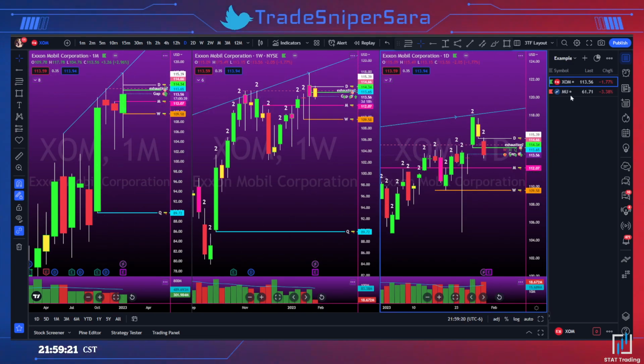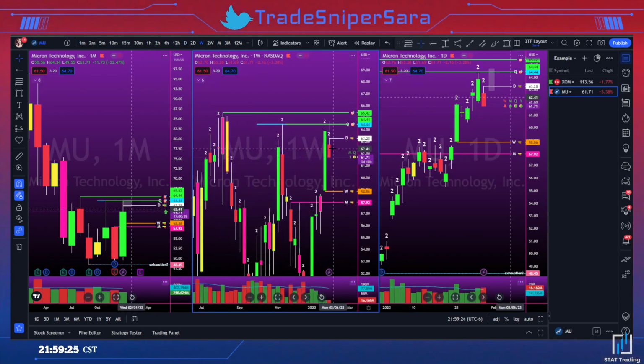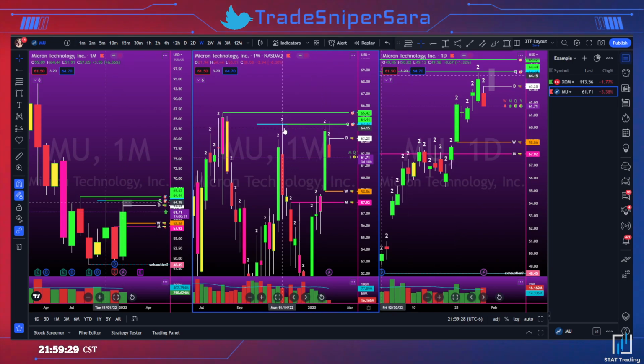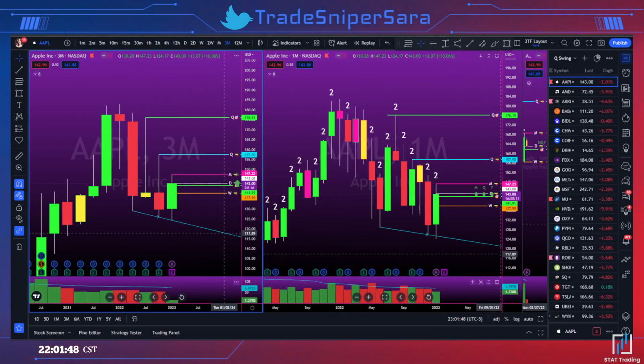Now to go back to MU, we are not at exhaustion risk because we did not take out our long objective, which means we should not really be looking to play shorts because we know that price is going to want to come up here. Okay, here is a swing trade example.